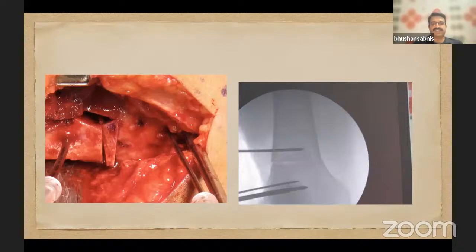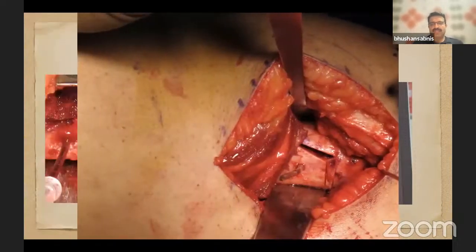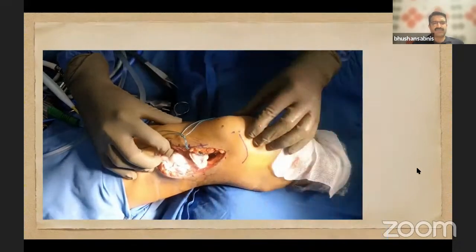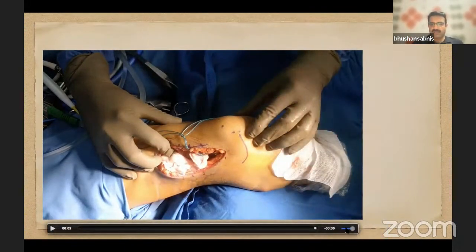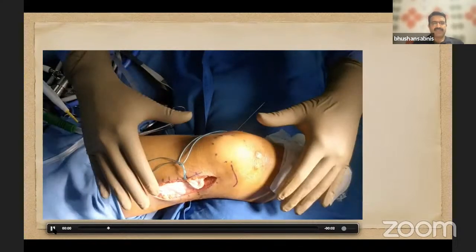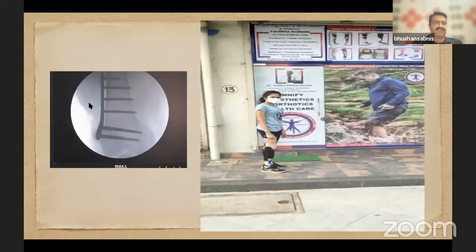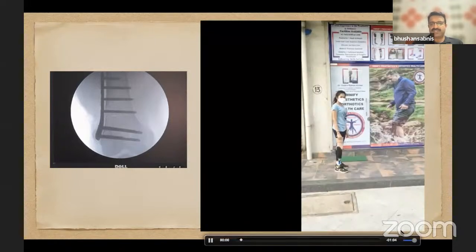So this is not her X-ray, not her picture, but I just put it as an example of using this as a valgizing tool. So once you get an appropriate rotation corrected, you fix it with a normal standard plate. So that's the end of the surgery. I've added an MPFL reconstruction. That's her X-ray, just slight varization I've done. And that's her, I think, 6 months post-surgery.